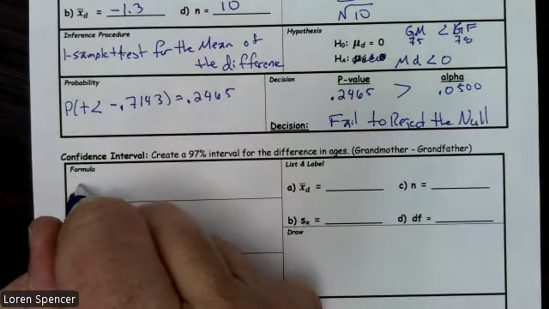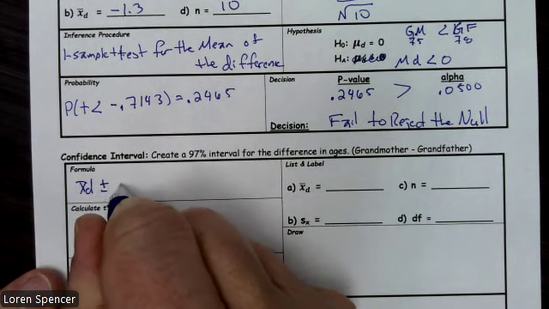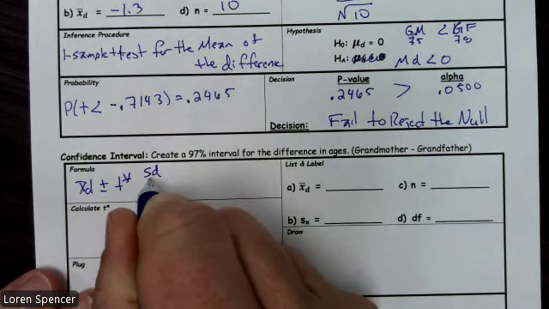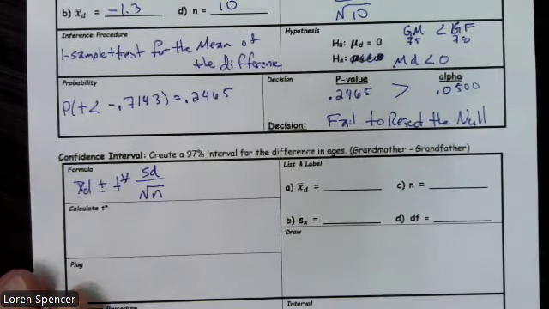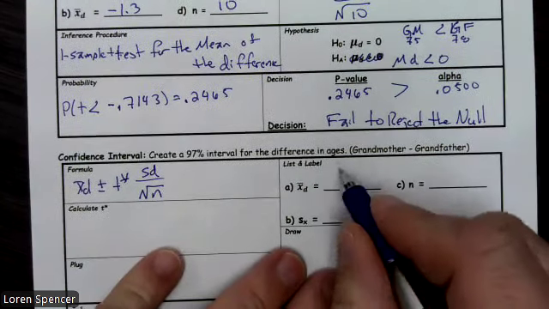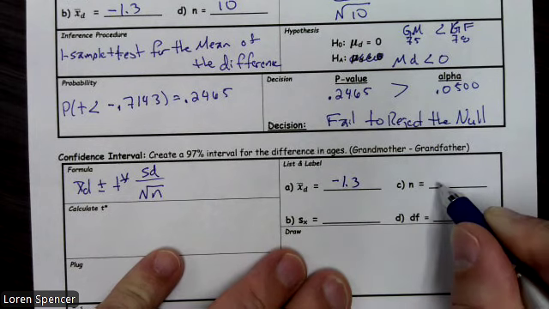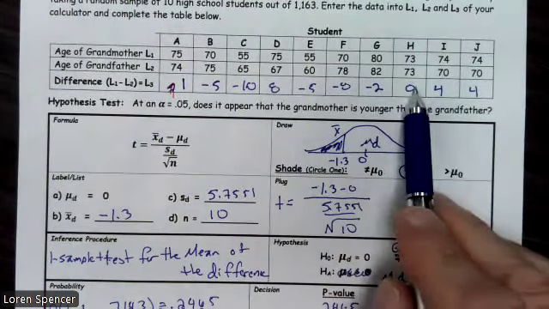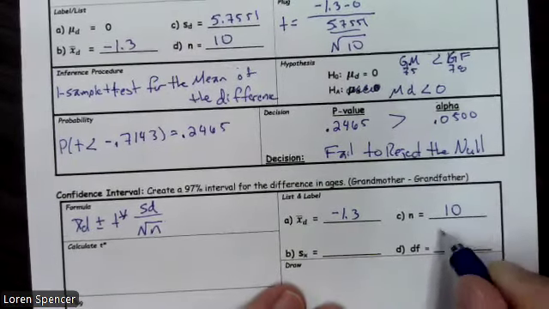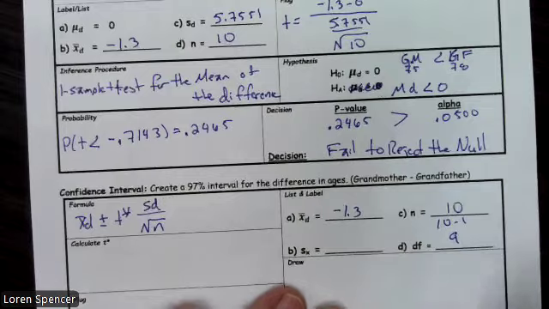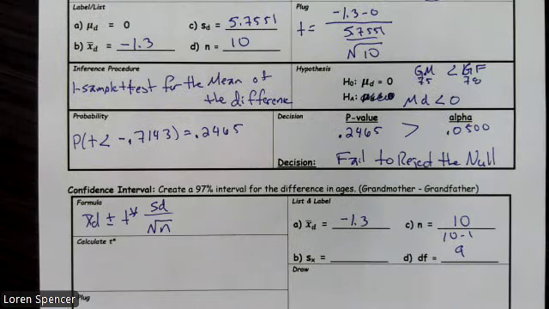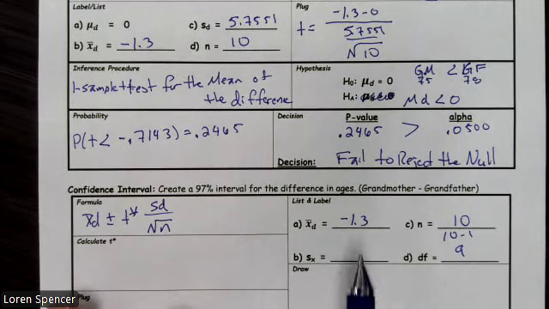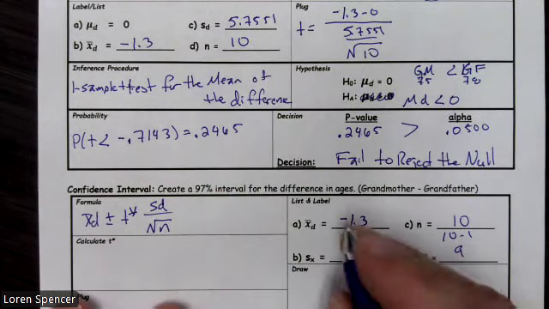So the formula x bar d plus or minus t star SD divided by the square root of n. All right. So x bar d, well, we got that from up above. That was negative 1.3. N in this case, we had 1, 2, 3, 4, 5, 6, 7, 8, 9, 10 differences. So 10 minus 1 or 9 is the degrees of freedom.